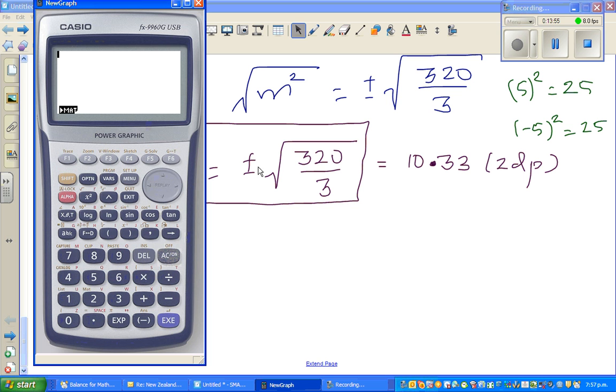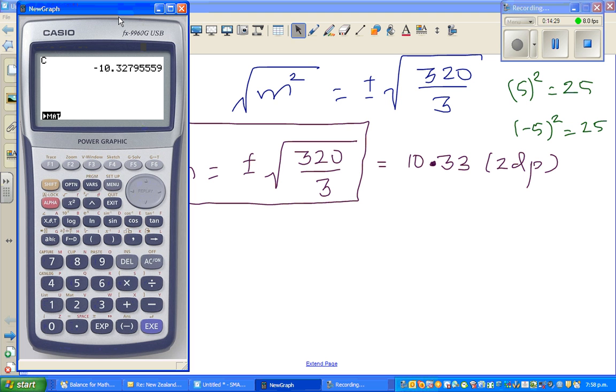Now I want to save the minus as another letter, any letter, doesn't matter. So to start with the minus, shift square root bracket 320 divided by 3. This is a negative answer, which is negative 10 point something. Now this I want to save as, say, alpha C. Where is C? This is C. So the calculator has saved that, so let us check that. So alpha C is this.